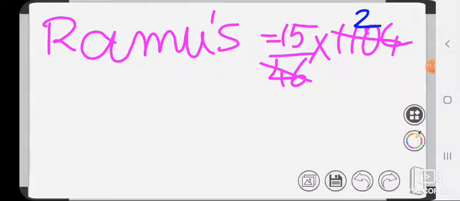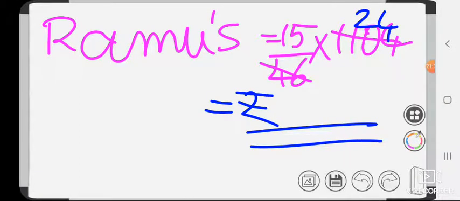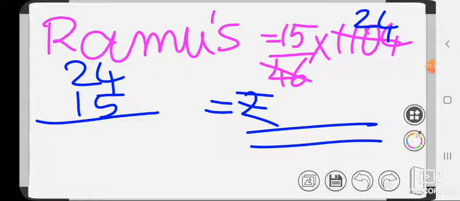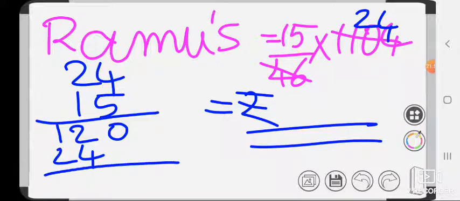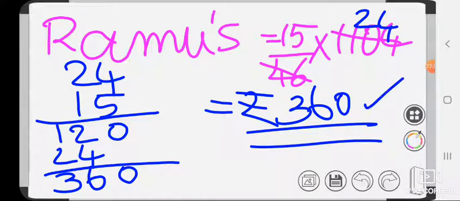When you cancel, you get 24. Now 15 into 24, multiply and get the answer. 24 into 15. 5 4s are 20, 0 carry 2. 1 4 is 4, 4 plus 2 is 6, 1 2 is 2. While you add, what you get? 360 rupees. So the second one's share, we got it as 360 rupees.